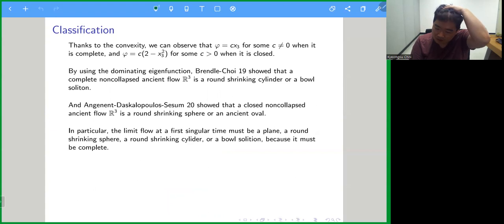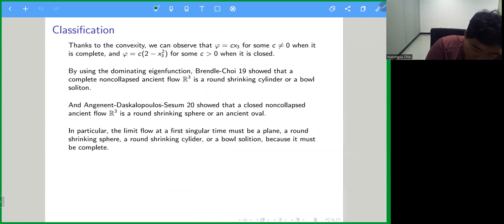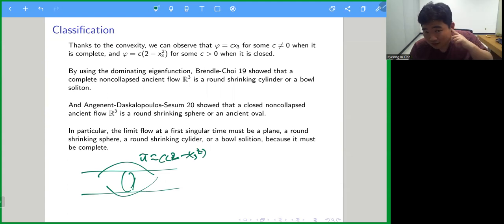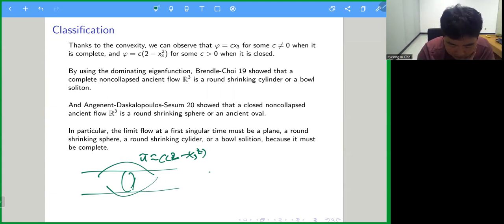And this is somehow now interesting. So it is convex flow. If in the middle, u looks like some c minus 2 minus x3 squared, then it would bend like that. So in this case, it is compact.